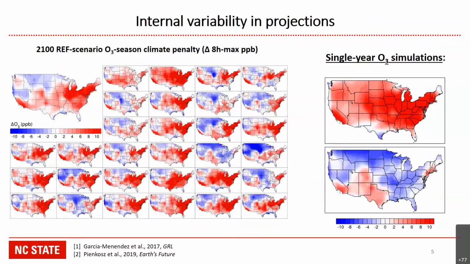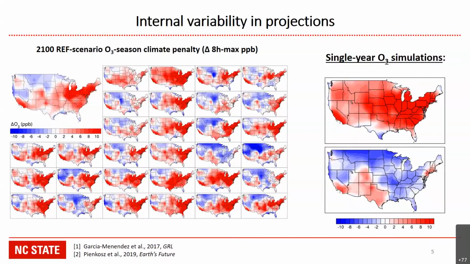However, this modeling framework allowed us to take a much closer look at internal variability within these projections by using these larger time slices and also using a small initial condition ensemble. So in this case, I've blown up those ensemble mean projections to show you just the degree of variability within individual years or individual ensemble members.